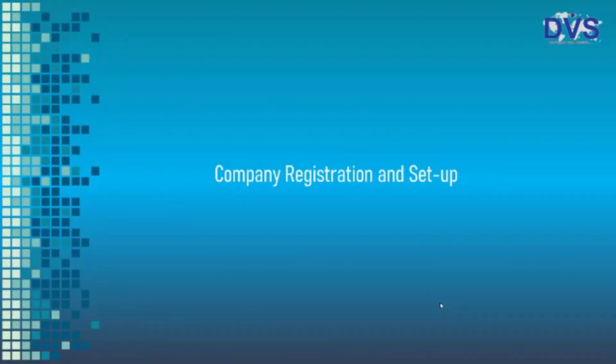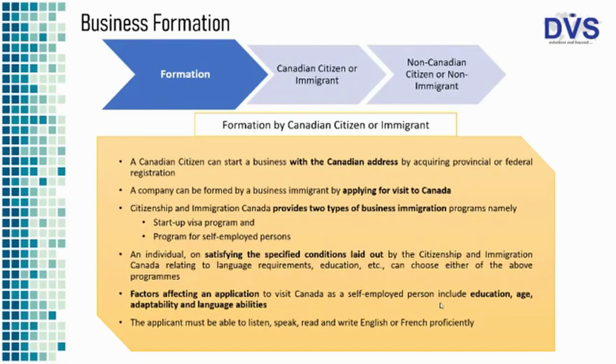Now let's look into the company registration and setup procedures, the documentation and the timelines involved for different provinces, as well as the differentiation between a permanent resident, a business immigrant, a citizen, and a foreigner in doing business in Canada. So, understanding the business formation, first of all, let's look into the formation by a Canadian citizen or a business immigrant who comes into Canada using an immigrant visa.